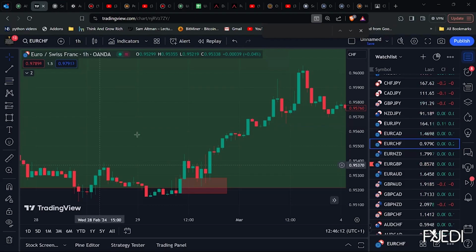So what kind of confirmation do you want to look for? Look for an absorption candle, right? Look for an absorption candle. Now, what do I mean by an absorption candle? An absorption candle is a candle where, let me draw again. Let me use white. Let me use the whiteboard.